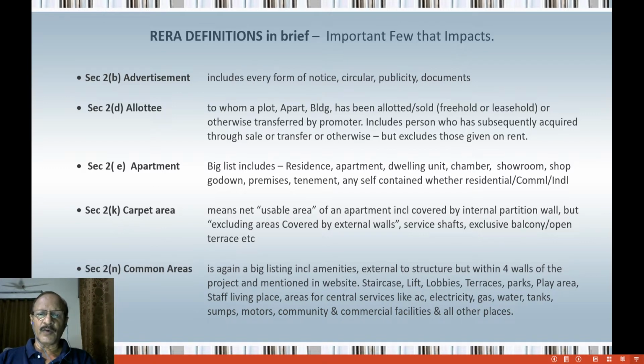So allottee, what does allottee mean? How is it defined in RERA? It is in relation to a real estate project. It means a person to whom a plot or apartment or building, as the case may be, has been allotted, sold, whether leasehold or freehold, or otherwise transferred by the promoter, and includes the person who subsequently acquires said allotment. That means if you have acquired it first and then you sold it to another person, that person also becomes an allottee. If he has sold to a third person, then that becomes allottee, and to a fourth person he also becomes an allottee.